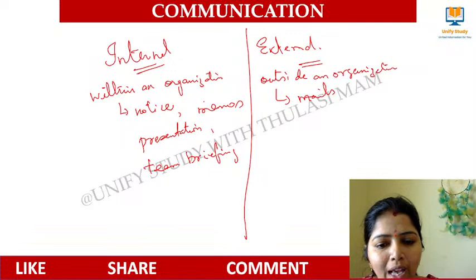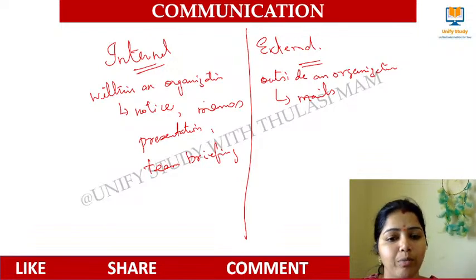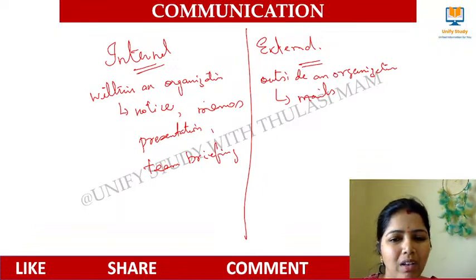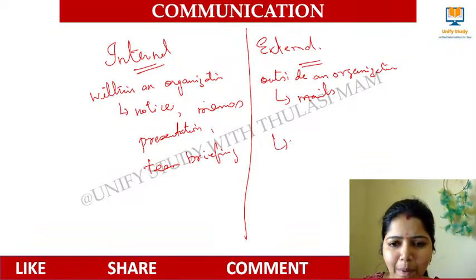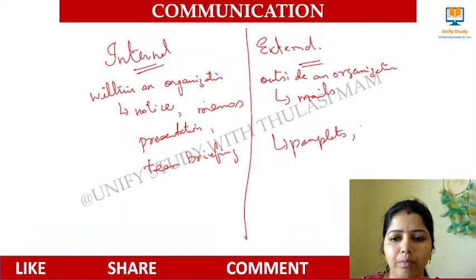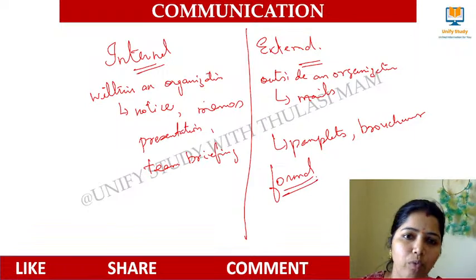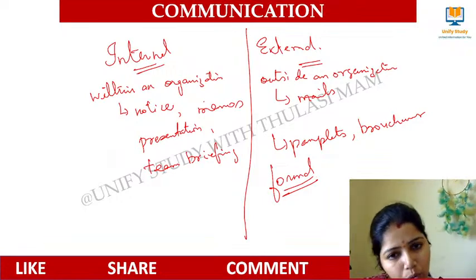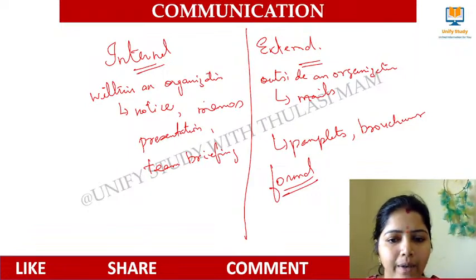External communication means communication that takes place outside. Whenever we go outside, we get pamphlets from people, and brochures are given out, and all of those are external communication. External communication will always be more formal, because coming from outside, it has to be mostly formal. It's a kind of relationship that we create with outside parties. Yes, clear? Very good.